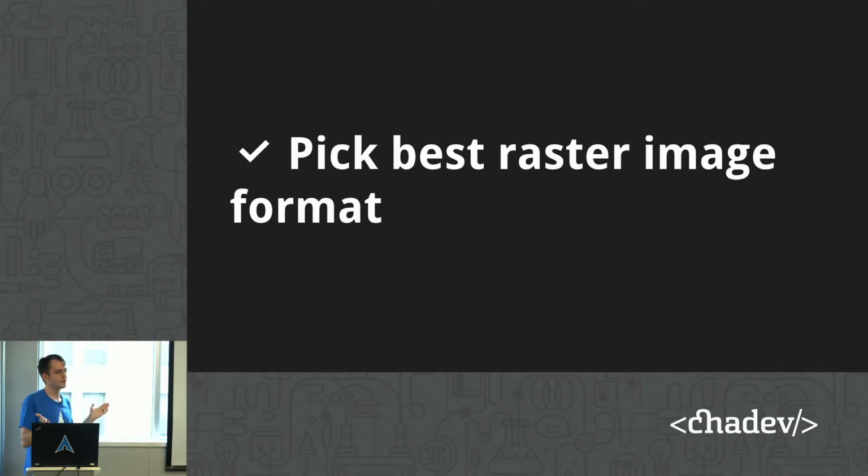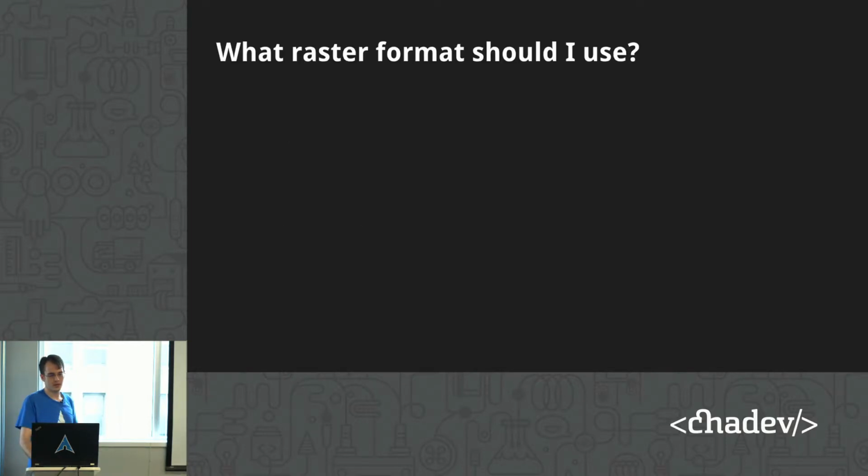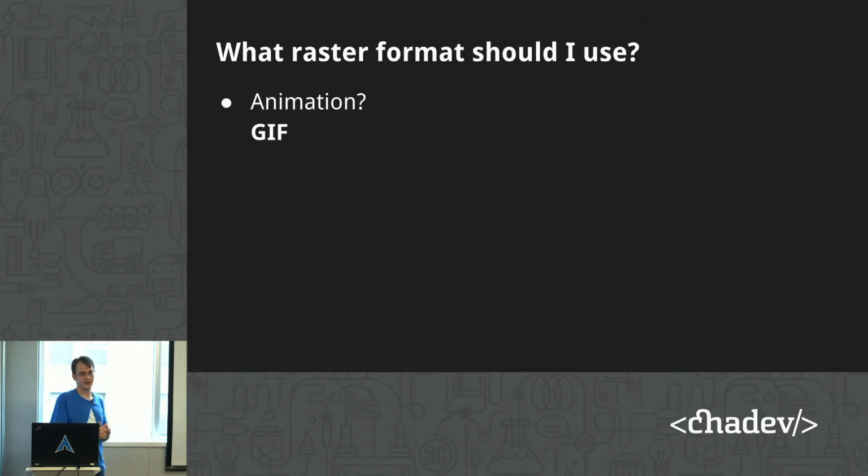Next thing, you can't use a vector all the time. You want to be sure that you are picking the right raster image format. How do you know what format you should use? If you've got a need for an animation, you are stuck with GIF. Sorry, that's the only format that supports animation consistently.